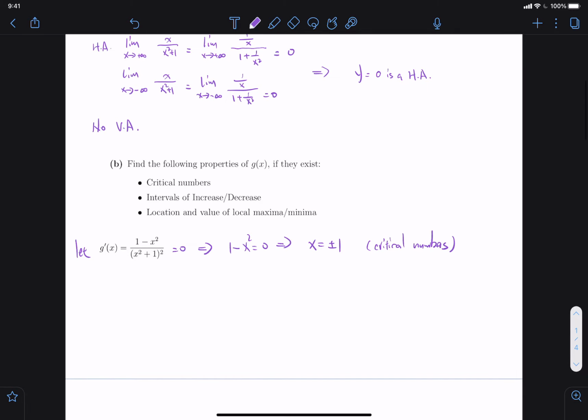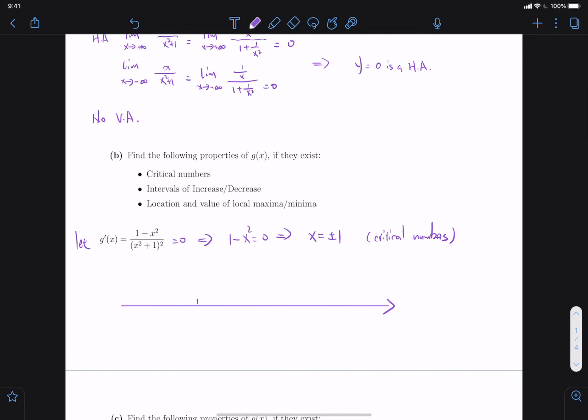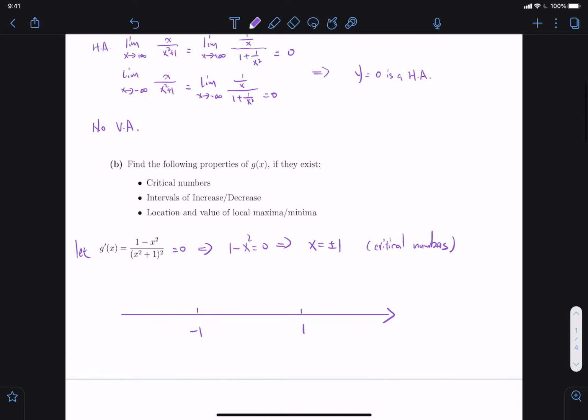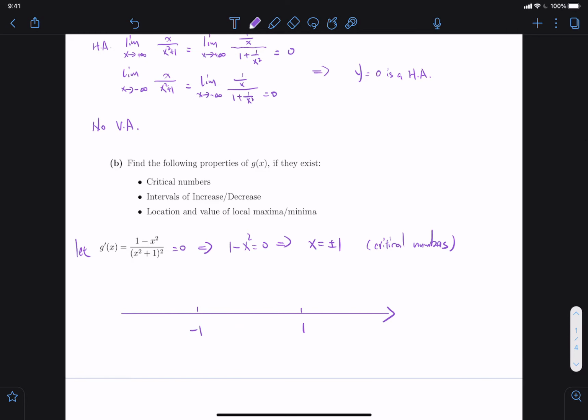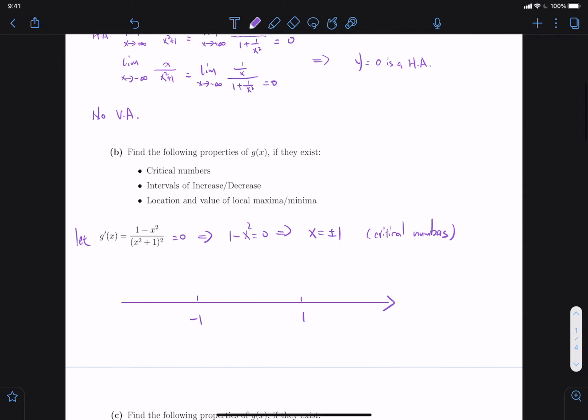And then we're gonna draw our number line. Negative one here and positive one here, right? And then we're going to test the sign of the derivative. For example, we choose a number that is less than -1. We check this g prime of -2, right? This is equal to -3/25, which is less than 0. So you have a minus sign here. So the function is decreasing, right?